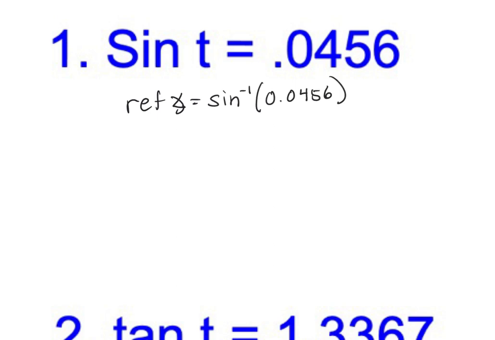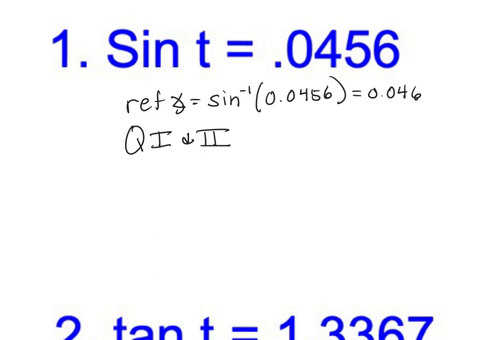It's inverse sine of 0.0456. So in your calculator, make sure your calculator is in radian mode, then press second and then the sine button for inverse sine of 0.0456. That returns 0.04, let's round to 3 decimals, 0.046. That's my reference angle. Looking at number 1, I see that sine is positive. Sine is y on my unit circle.